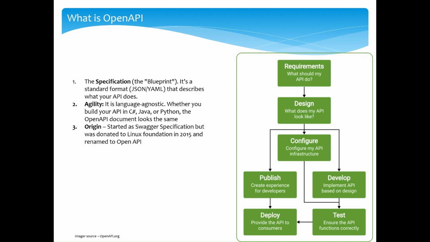In each SDLC cycle, in the requirement phase, what should my API do? In the design phase, what does the API do? And during the configuration phase, what does the API do in the infrastructure? And it also talks about development, deploy, test, and publish. So for each phase of your SDLC lifecycle, it shows what the OpenAPI spec can be useful for. You can read more in the openapi.org documentation.